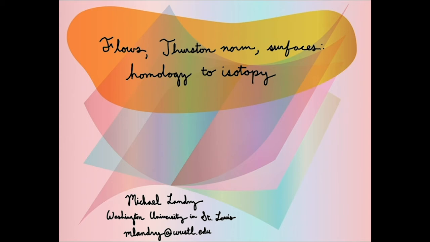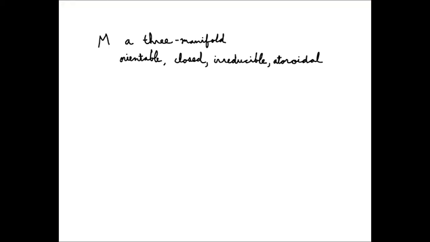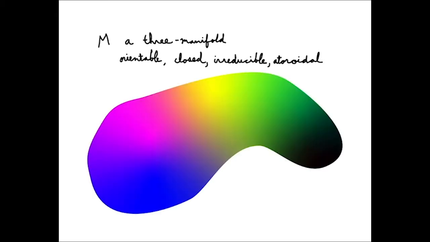Hi everyone, welcome. So let M be a three-manifold that's orientable, closed, irreducible, and atoroidal. Maybe you have a mental model for what something like that looks like. There's mine.